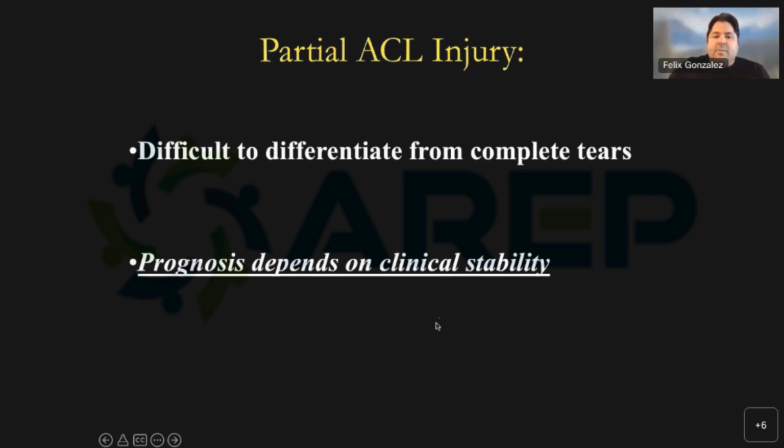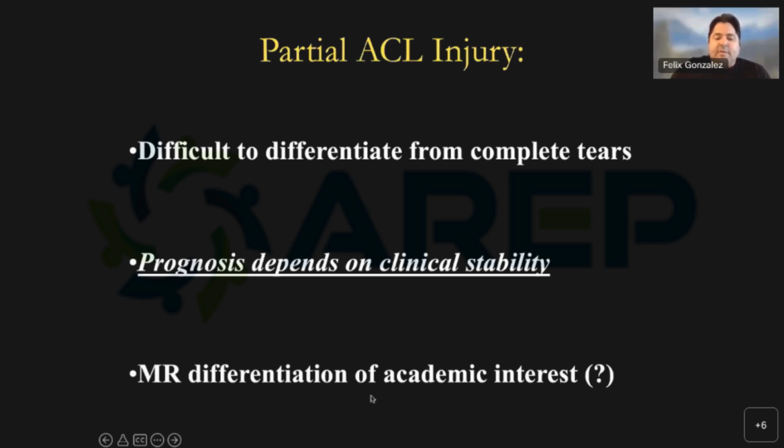report. So partial ACL injury, sometimes it's difficult to differentiate from complete tear. We have so much edema there that it's quite difficult. I usually say a near full thickness to full thickness ACL tear. If I'm not sure, I use that terminology, and then I say correlate with clinical exam to assess the degree of instability.